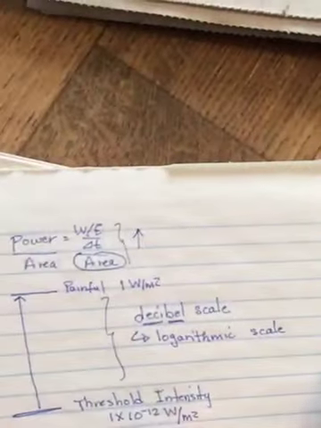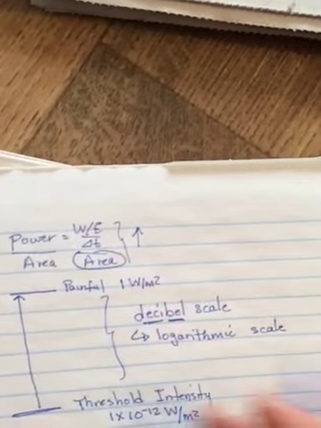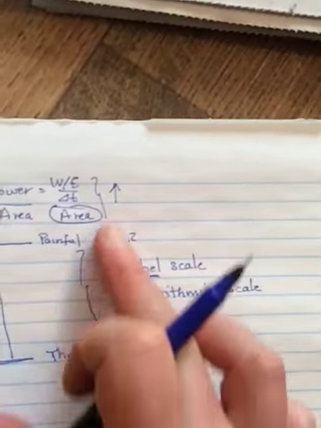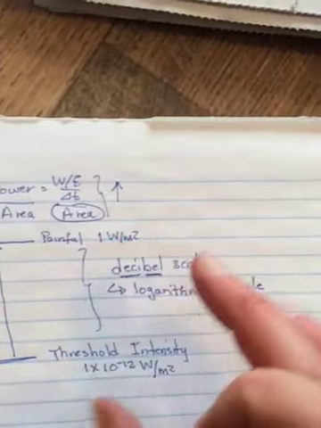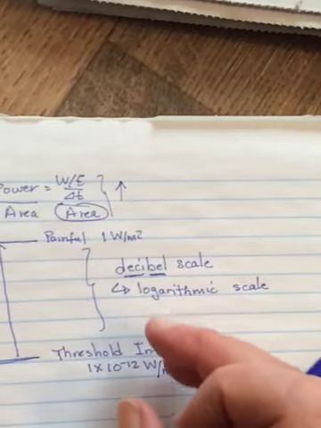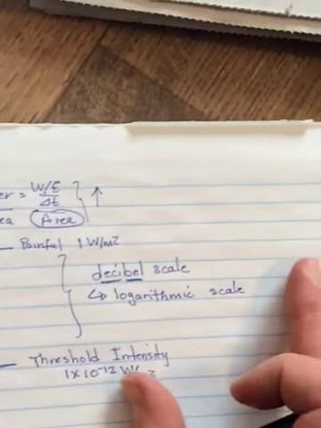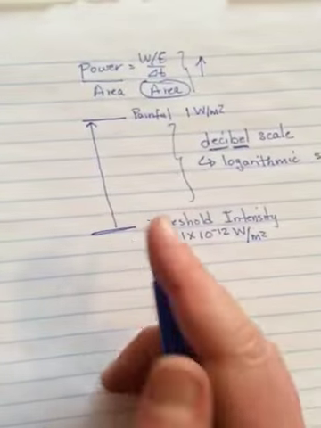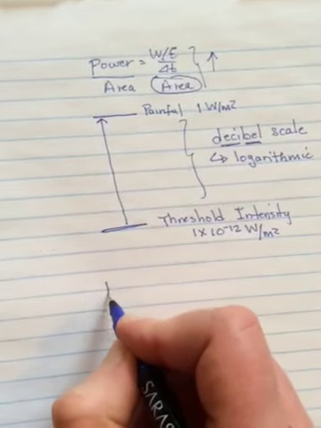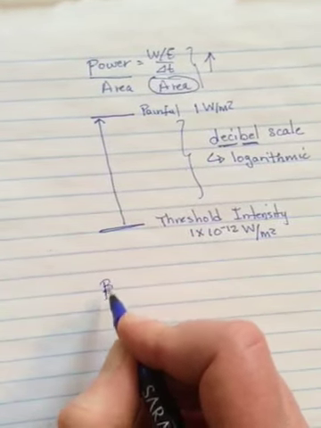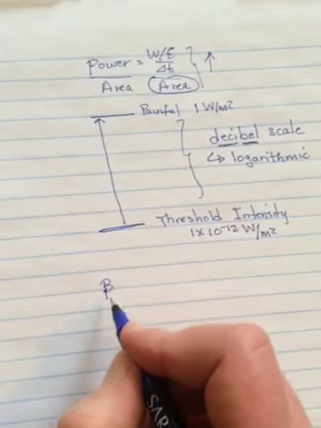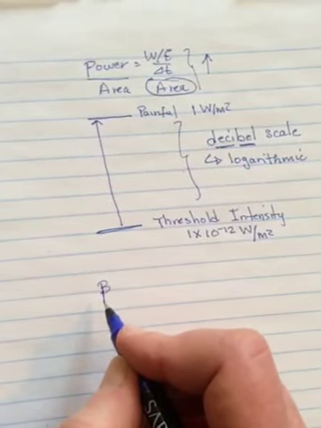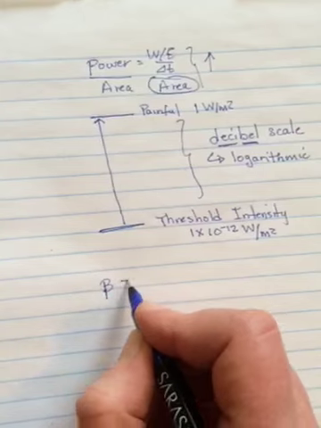So what the log scale does is it reduces this big, huge range down into something that's more manageable, between 0 and 12 really here. Okay, so we have an equation, and it's on your notes, and it's beta, which is a Greek letter, the second letter in the Greek alphabet, and it stands for the intensity level in decibels.